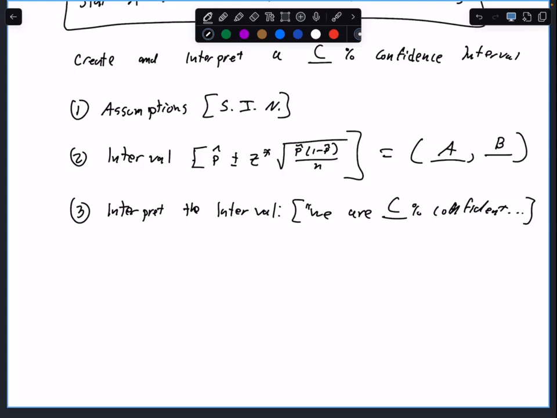Okay, and so those are the first things that we've done. We've also made sure we understand that this part of the square root is what we call the standard error. When we multiply by z star, the value we get is the margin of error. So that's what we've done so far in this unit.